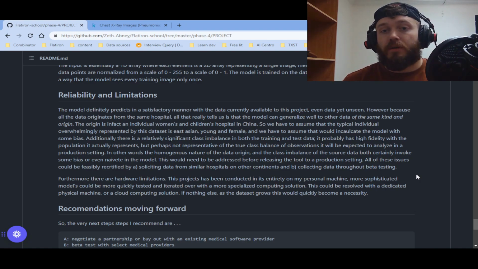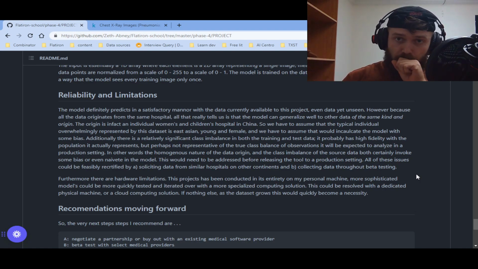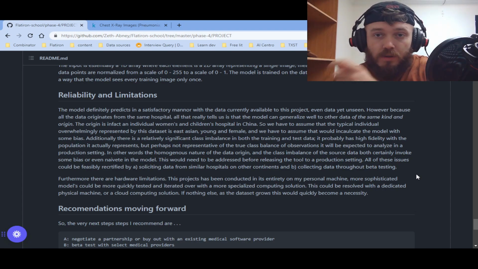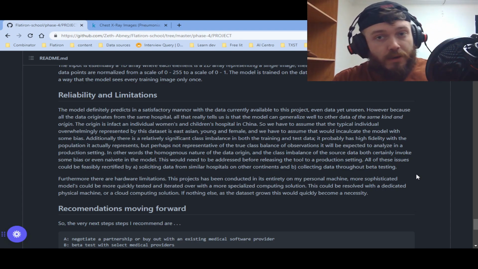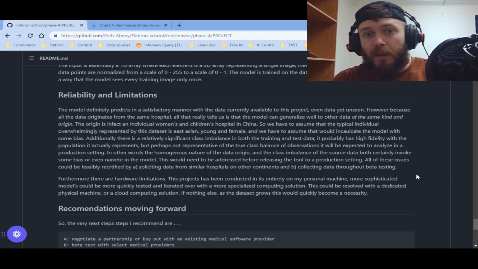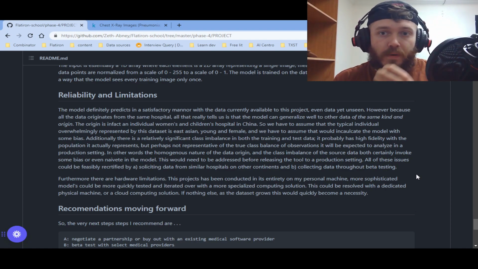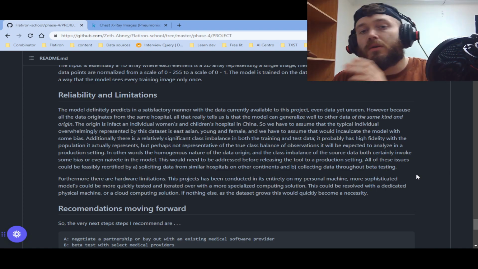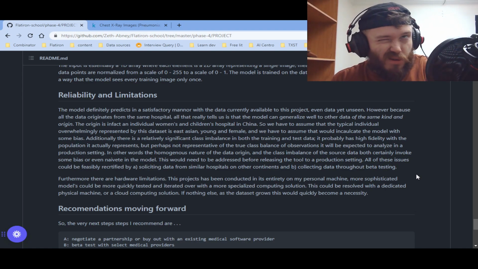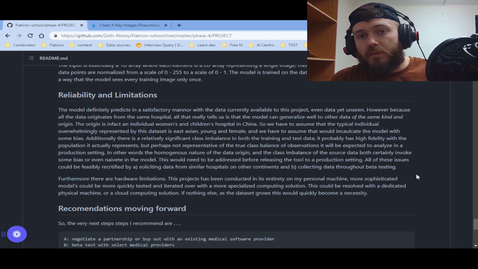My recommendation, if this were for real, moving forward would be to first begin with other women's and children's hospitals on other continents, right? And probably two or three on a given continent. So get a couple in North America, a couple in South America, two or three in Africa, because Africa is pretty large.